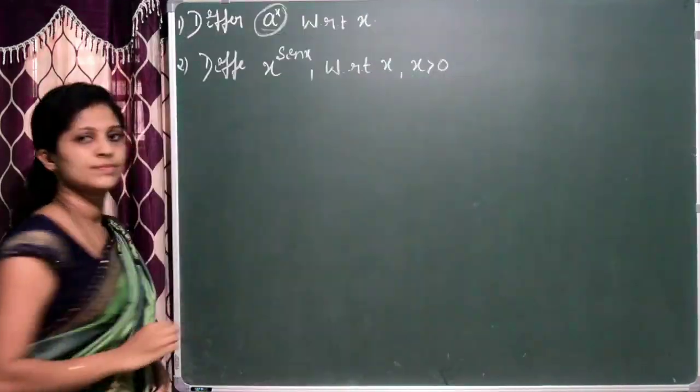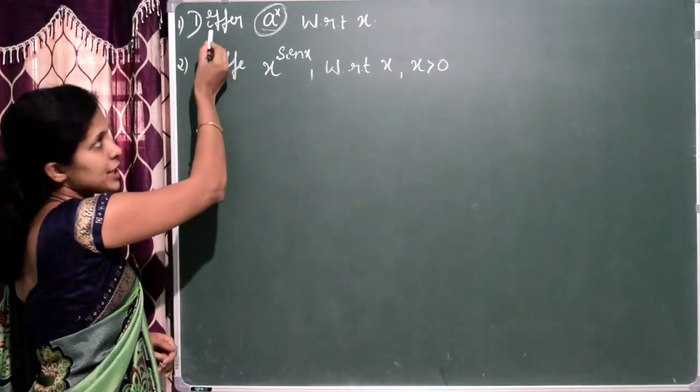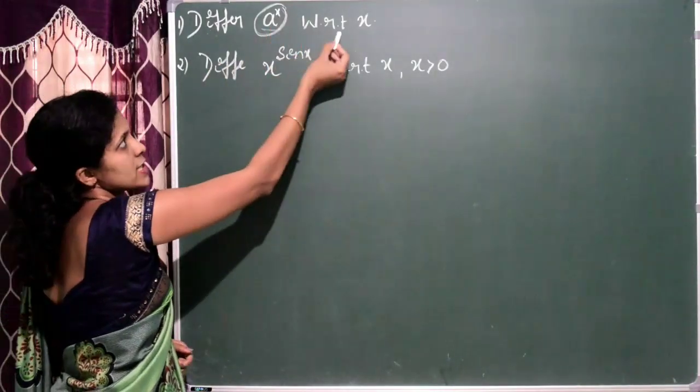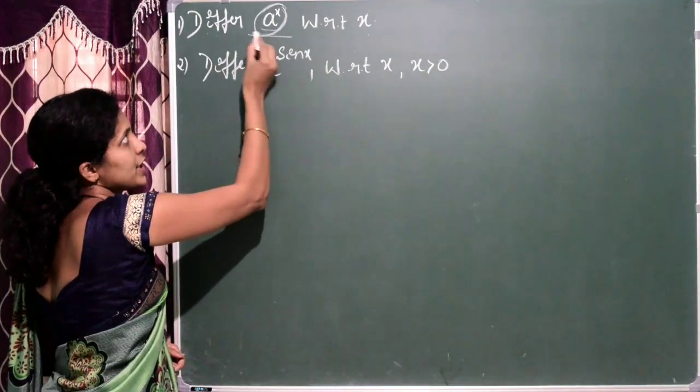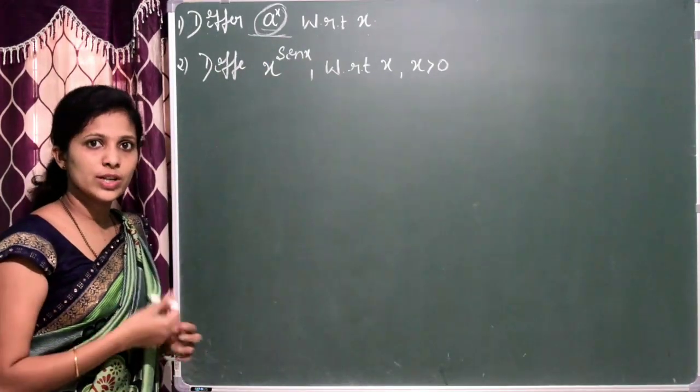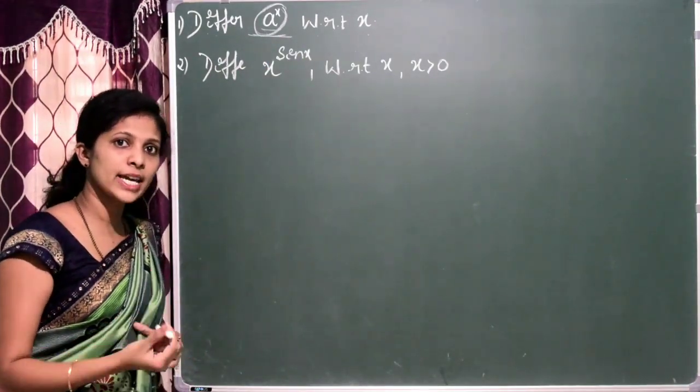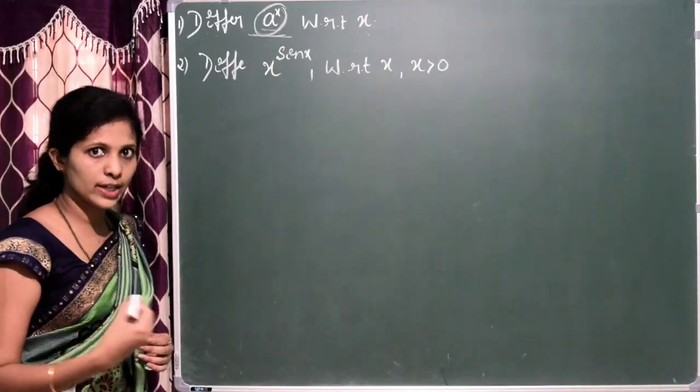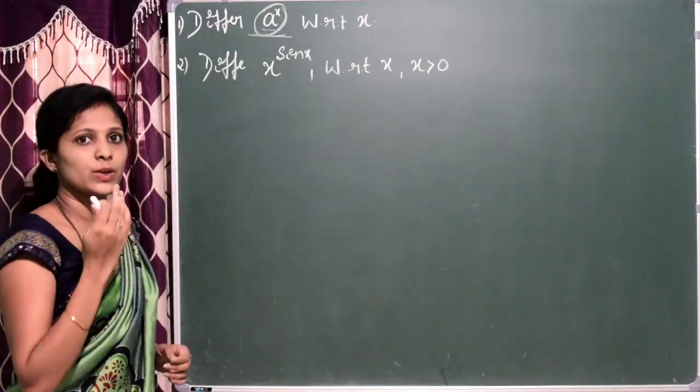See here, first problem, differentiate a to the power x with respect to x. Here you have to find the derivative of a to the power x. You know what is the derivative of a to the power x? It will be a to the power x into log a. Now you have to find this one by using a log.